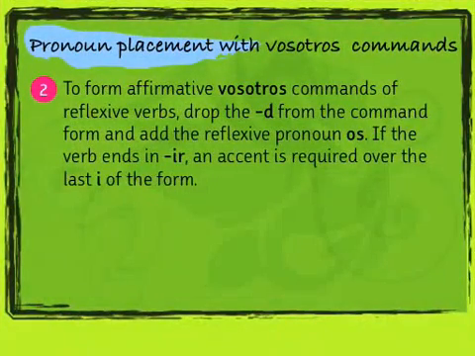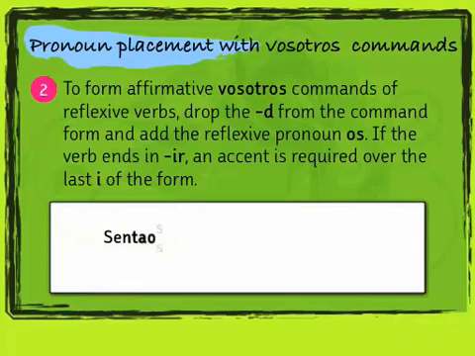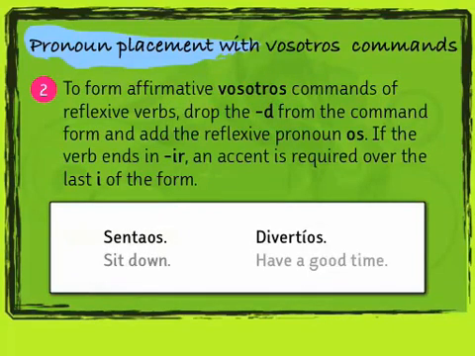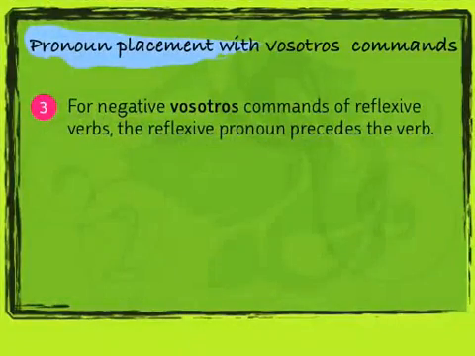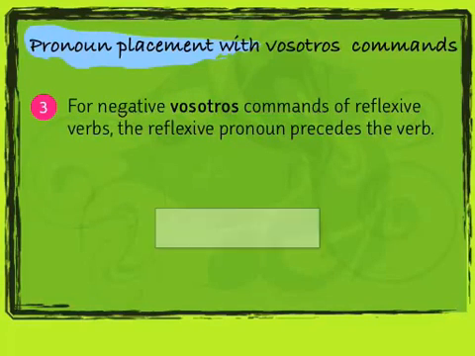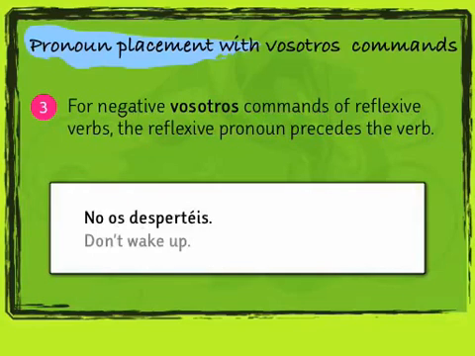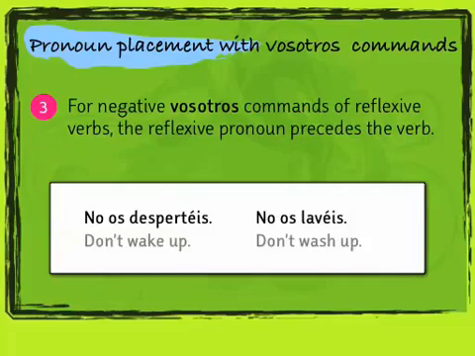To form affirmative vosotros commands of reflexive verbs, drop the D from the command form and add the reflexive pronoun os. If the verb ends in IR, an accent is required over the last I of the form. Sentaos. Sit down. Divertíos. Have a good time. For negative vosotros commands of reflexive verbs, the reflexive pronoun precedes the verb. No os despertéis. Don't wake up. No os lavéis. Don't wash up.